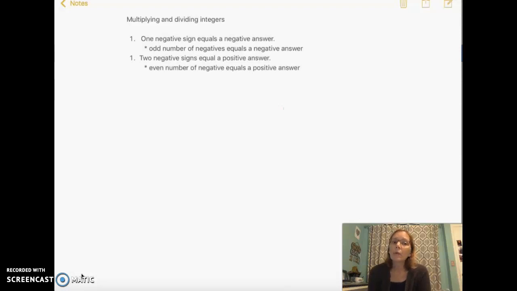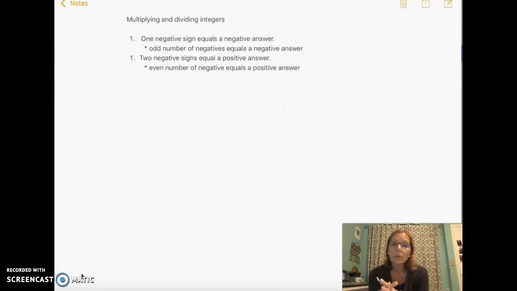So when you have one negative sign, the answer is going to be negative. Another aspect of that rule is odd numbers of negative signs always equal a negative answer. So if you have one negative sign, negative answer. If you have three negative signs, negative answer. Any number that's odd, it's a negative answer.